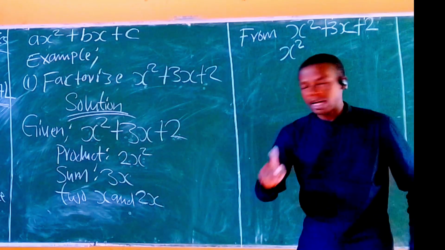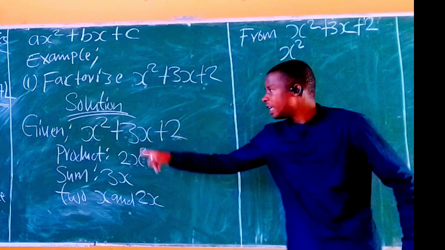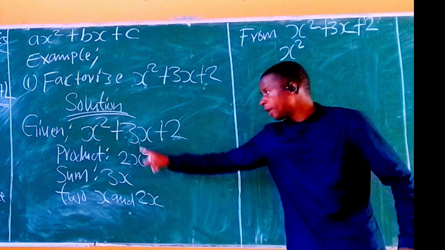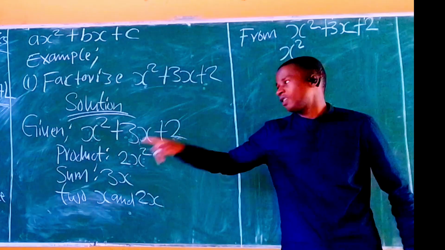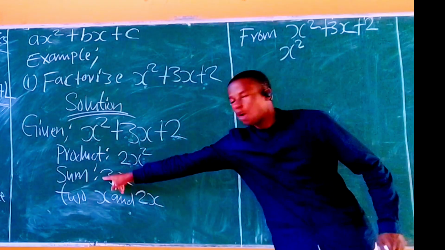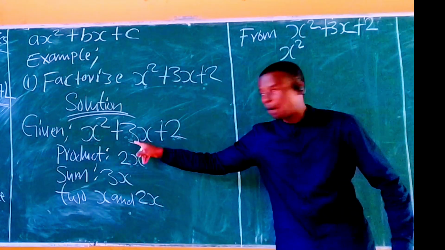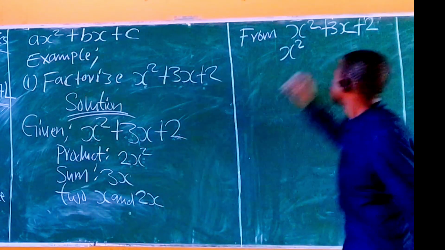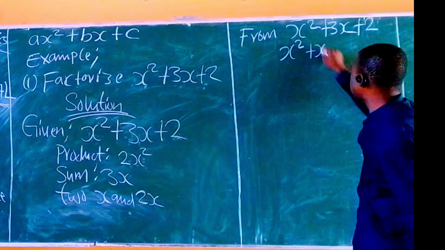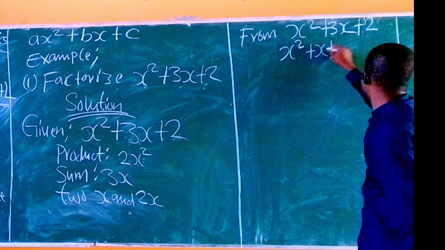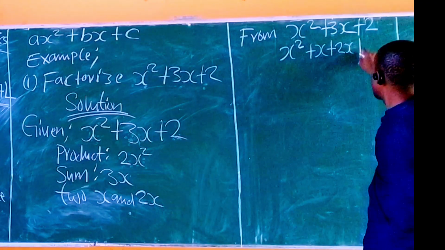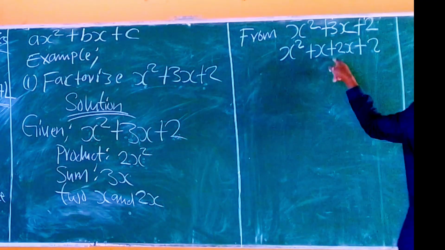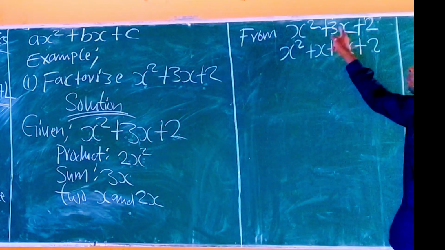So this becomes x squared. Now, the two numbers, we are going to replace them in place of the sum, which is the middle number. Don't make a mistake. We are replacing those two numbers that satisfy the condition of the product and sum in place of the middle number, which is our 3x. So this becomes plus x plus 2x, plus 2. There is a 2 here. Let's add this 2 here.